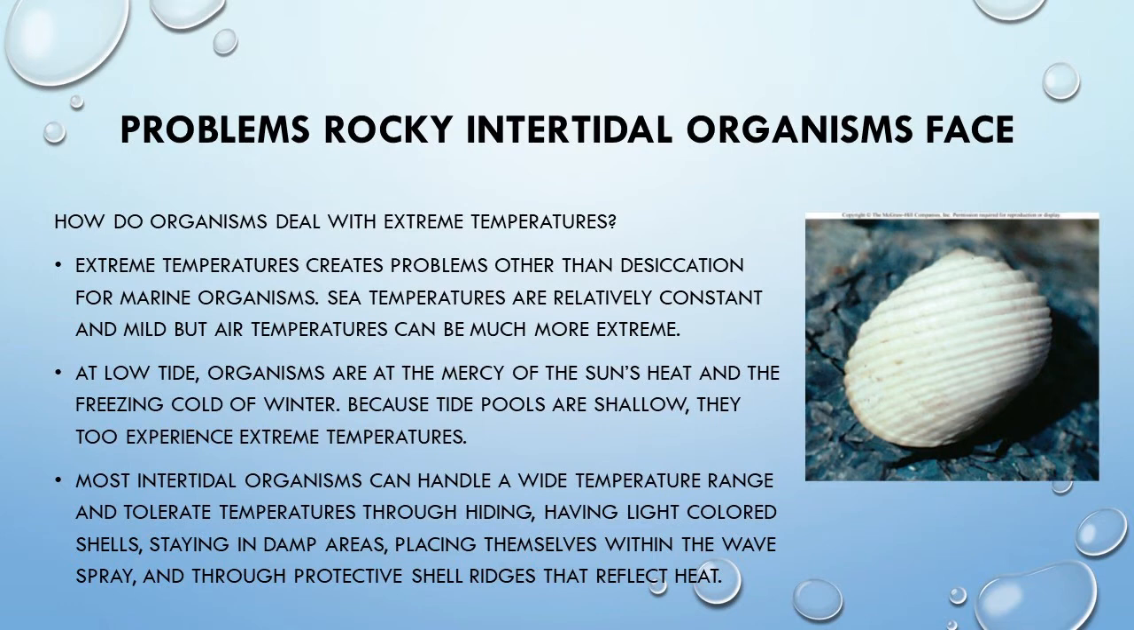Sea temperatures are relatively constant and mild, but air temperatures can be much more extreme. At low tide, organisms are at the mercy of the sun's heat and the freezing cold of winter. Because tide pools are shallow, they too experience extreme temperatures. Most intertidal organisms can handle a wide temperature range and tolerate temperatures through hiding, having light-colored shells, staying in damp areas, placing themselves within the wave spray, and through protective shell ridges that reflect heat.